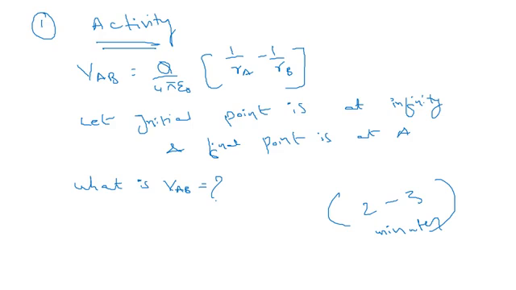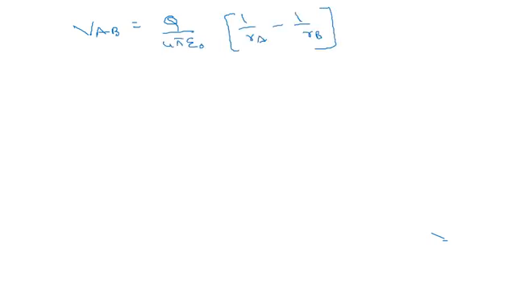Okay, hope you have written it, but for those who face difficulty in identifying what you have written, I will be explaining here. If you see VAB, again I am writing the equation: Q by 4 pi epsilon naught, 1 by RA minus 1 by RB. This is the equation for the potential difference between A and B.